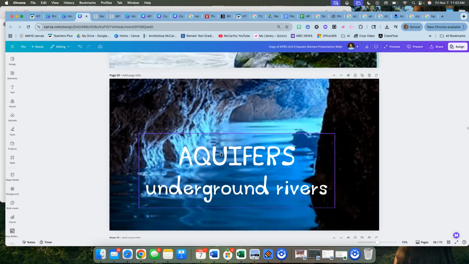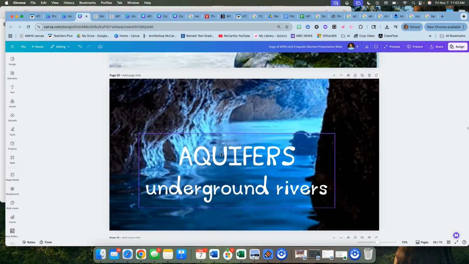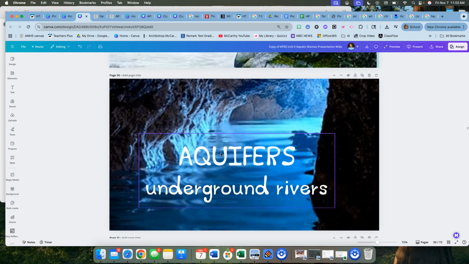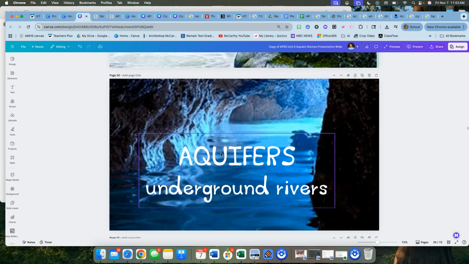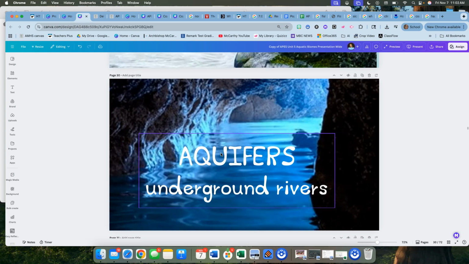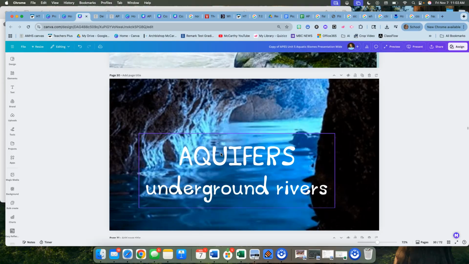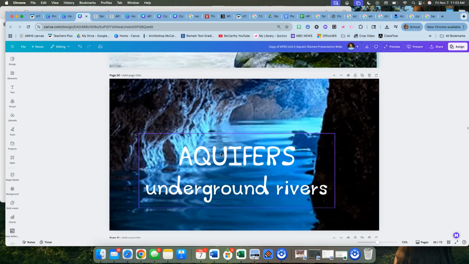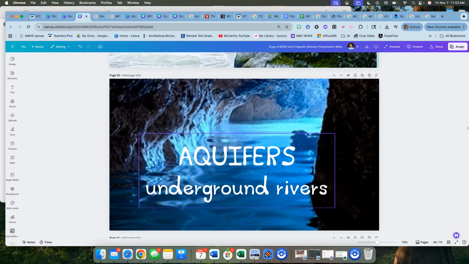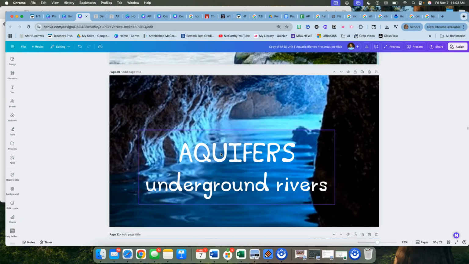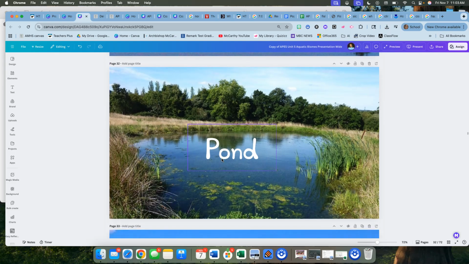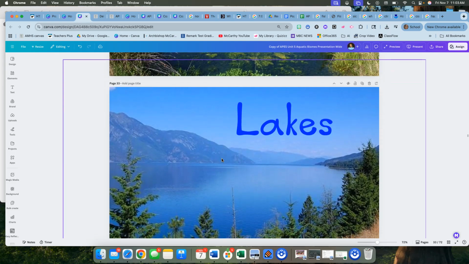They're like underground rivers. Where do they end up? In the ocean, or I taught you aquifers end up in large bodies of water. So we're going to end up in an ocean or a lake. Good. So we do end up in fresh water as well. It is a freshwater flowing system. Lentic examples can be ponds and lakes.